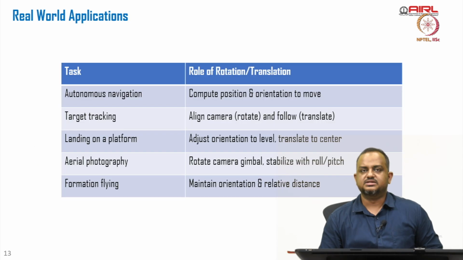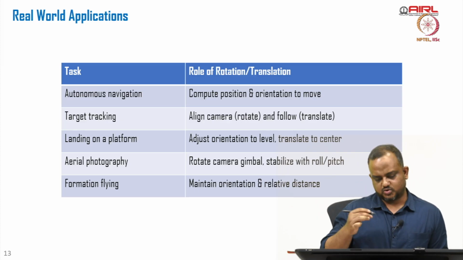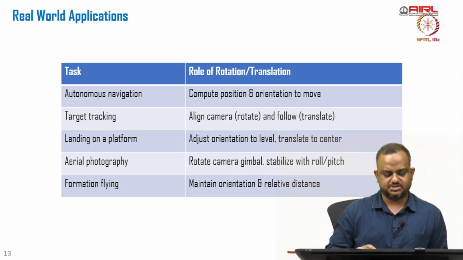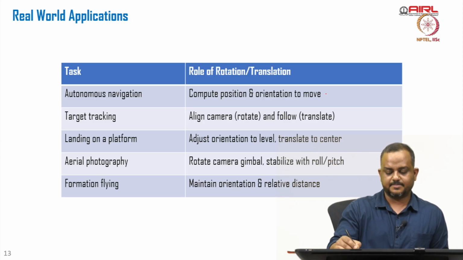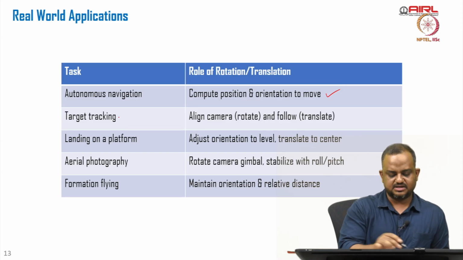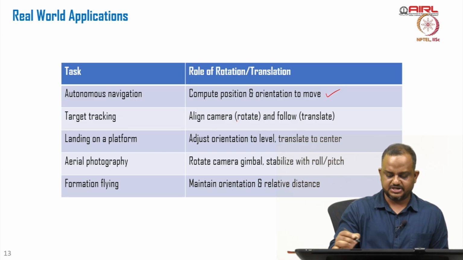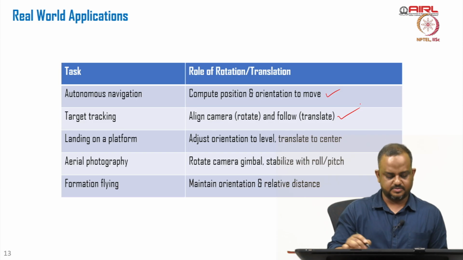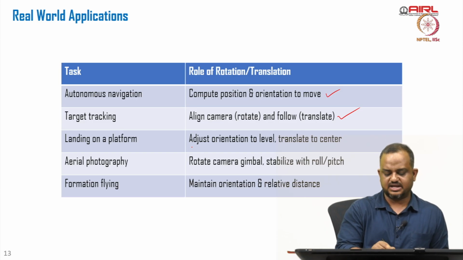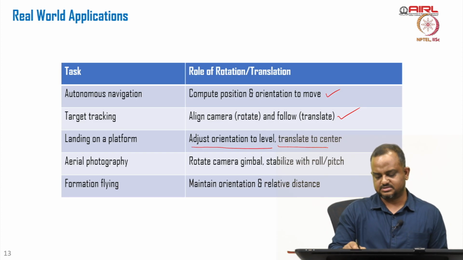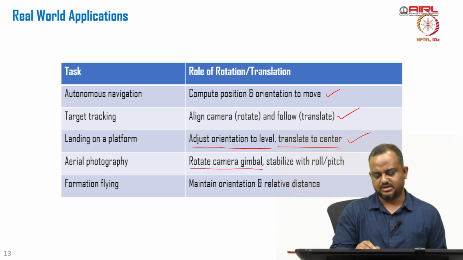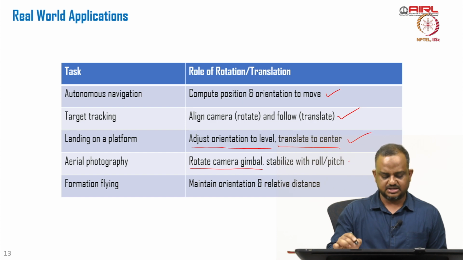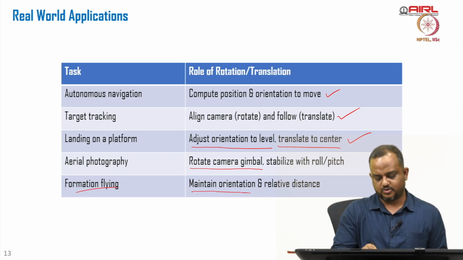Okay. In real world applications, we see how rotations and translations are important for drone operations. In autonomous navigation, computing position and orientation to move is required. In target tracking, aligning the camera by rotating and then following by translating is important. Landing on a platform: first adjust the orientation to that level and then translate to the center. Aerial photography: rotate the camera gimbal, stabilize the drone with roll and pitch and then capture the required images. Formation flying: maintaining the orientation and relative distance.